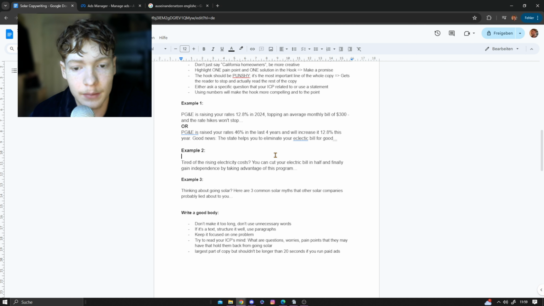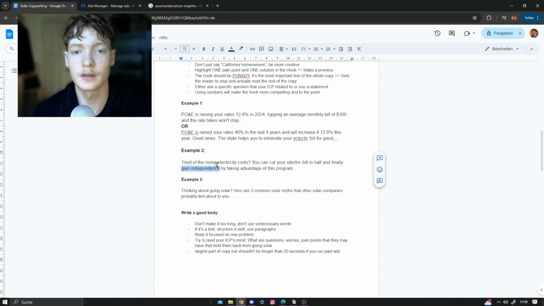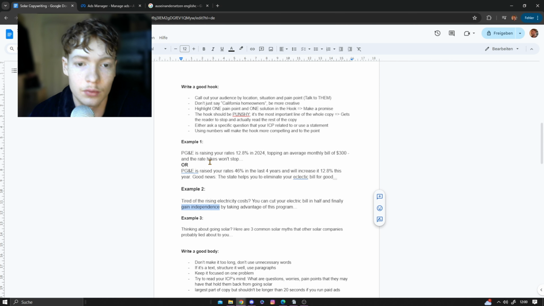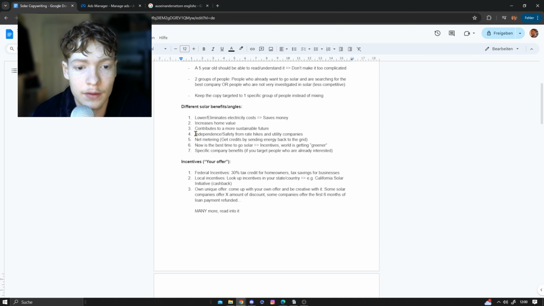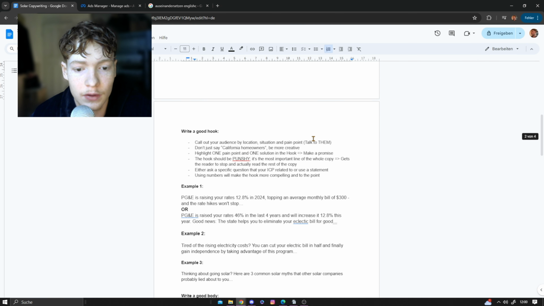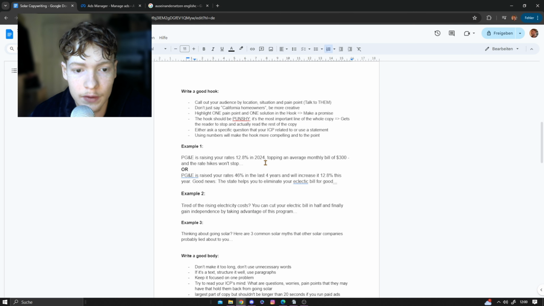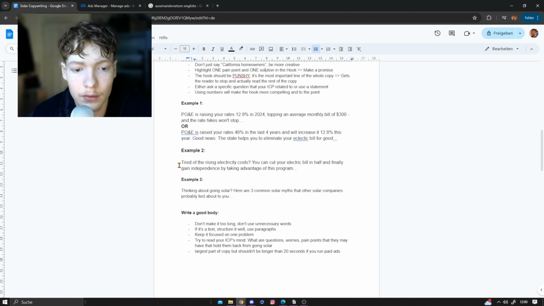And then the benefit or the solution: you can cut your electric bill in half and finally gain independence. So this part is, as I told you, we've got the different angles here. In this case, I also brought in this angle of independence and safety from utility companies. So it's very different from the other hook. Here I talk about independence, here I don't. So this is something that's maybe worth testing against each other.